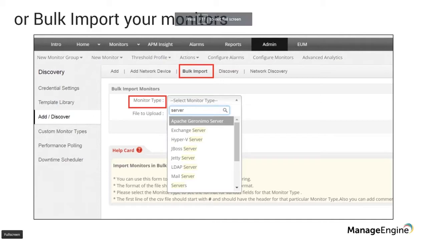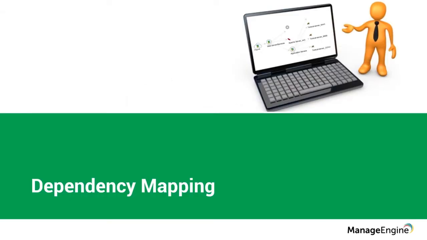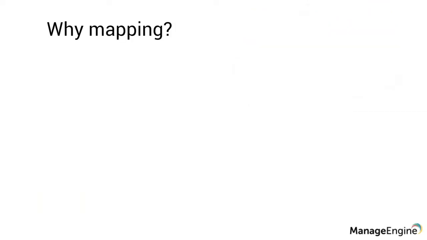So let us quickly go back to the presentation and continue where we left off, which is right here. This brings us to the second topic of today's session, which is dependency mapping. Dependency mapping, once again, is a very, very important and crucial feature in any application performance monitoring setup. But before we explore dependency mapping, let us ask ourselves just why dependency mapping is such a sought after feature in the application performance monitoring sphere.